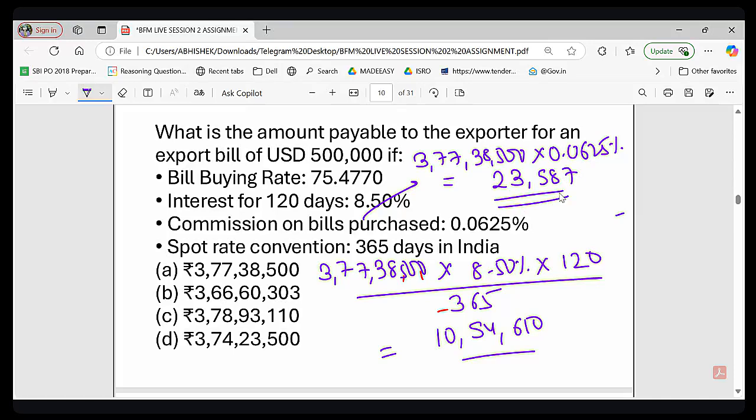Now let's determine the final amount payable to the exporter. What is the final amount payable to the exporter? Okay, fine. Now Jess has replied yes.